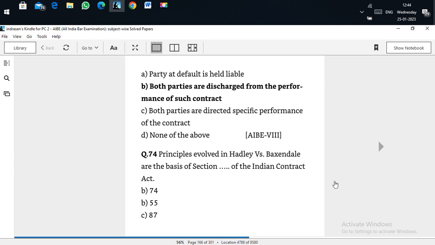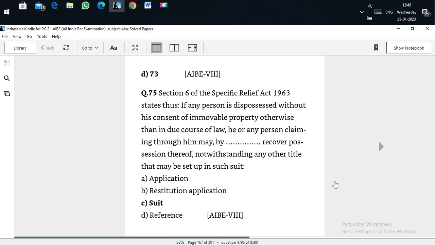Identify the effect. Both parties are discharged from the performance of the act because it is declared by the government as law. The principles evolved in Hadley versus Baxendale are the basis of Section 73 of the Indian Contract Act. Section 6 of the Specific Relief Act 1963 states that if any person is dispossessed without his consent of immovable property otherwise than in due course of law, he or any person claiming through him may by a suit recover possession. Recovery of the property is through a suit.